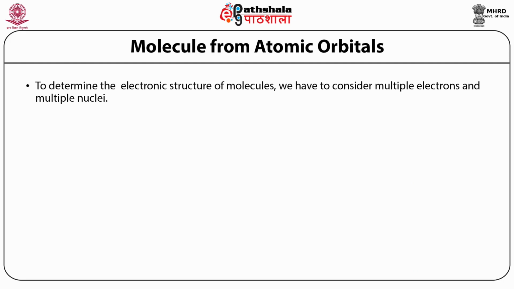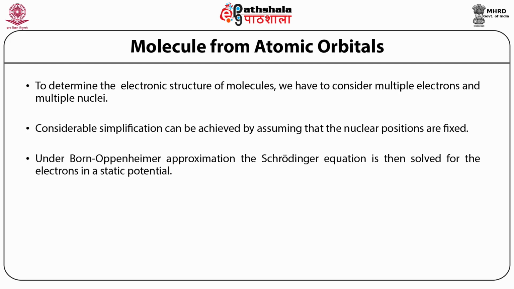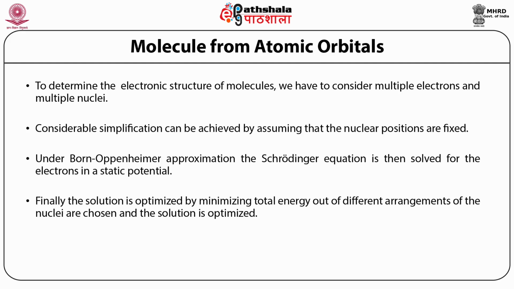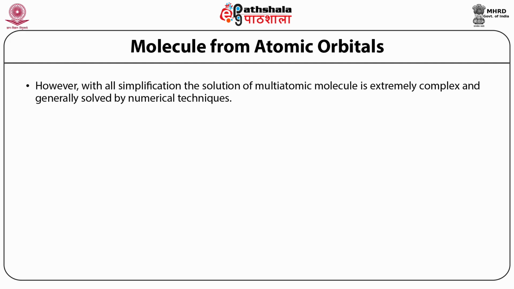So in order to determine the electronic structure of molecules, we have to consider multiple electrons and multiple nuclei. So considerable simplification can be achieved by assuming that the nuclear positions are fixed. Under the Born-Oppenheimer approximation, the Schrödinger equation is then solved for electrons in a static potential. So finally, the solution is optimized by minimizing the total energy as different arrangements of the nuclei are chosen. However, with all the simplification, the solution of a multi-atomic molecule is extremely complex and generally solved by numerical techniques.